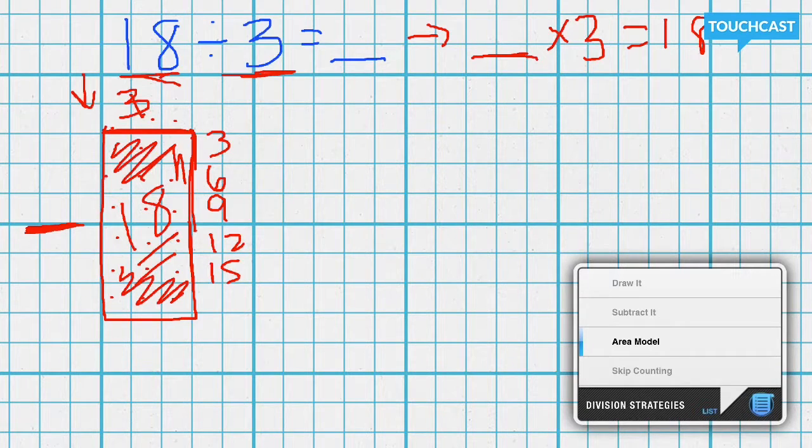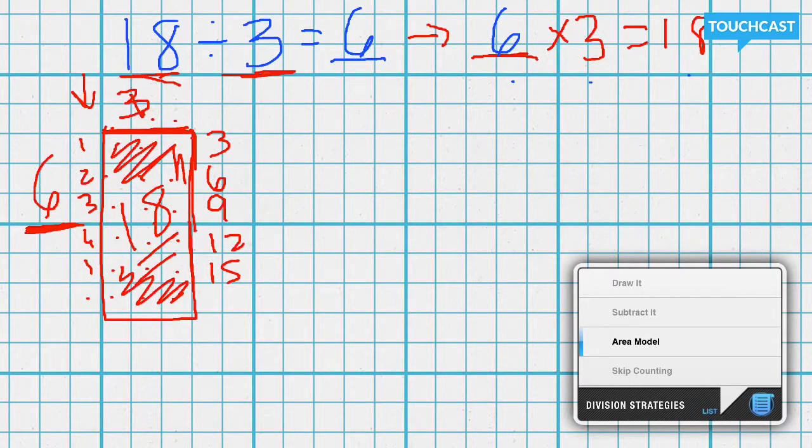And so now we have to figure out, we know it was 3 over, how many up and down? What was our length? So let's count. 1, 2, 3, 4, 5, 6. So we put our 6 here. So that means that 18 divided by 3 is 6. Or if we're correct, which we know we are, 6 times 3 should equal 18.